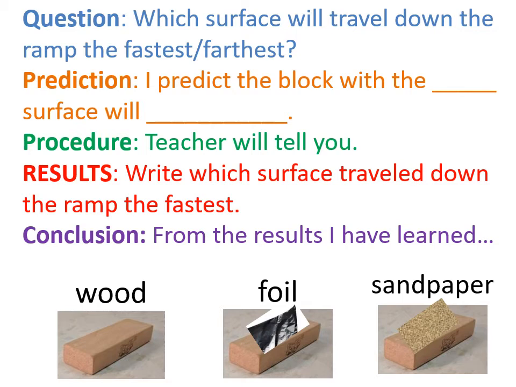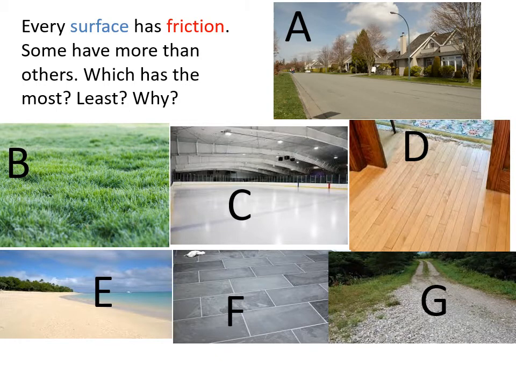So this is another experiment you could try at home. Instead of changing the surface of the ramp, you change the surface of the object traveling down the ramp. So the variable, the different factor, becomes the surface of the object moving, not the ramp itself. So how could you make this a fair test if you did it at home?